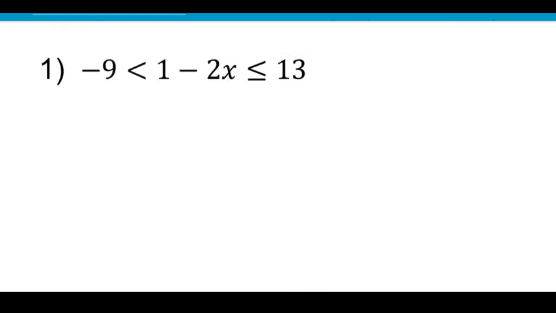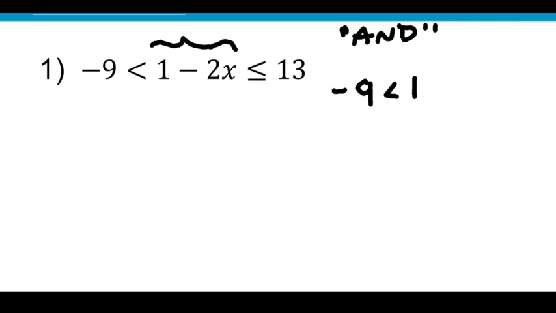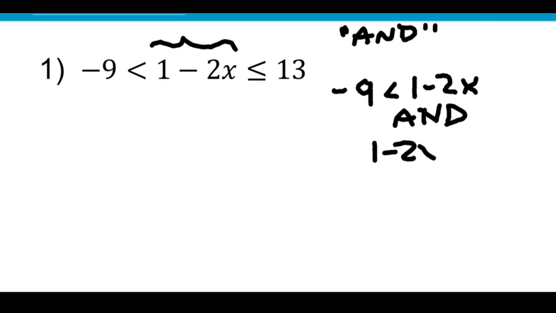When you have an inequality like this where you have something in between two inequality symbols, this is considered an AND type of compound inequality, where you can kind of separate it into two. And so let me just show you really quickly. You can say that this is -9, which is less than 1 minus 2x, and at the same time, 1 minus 2x is less than or equal to 13. But because the 1 minus 2x is in the middle, we can just smash it together like it looks here.